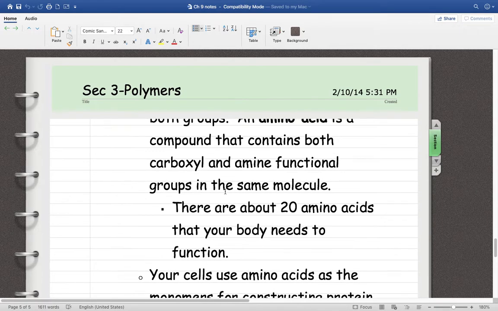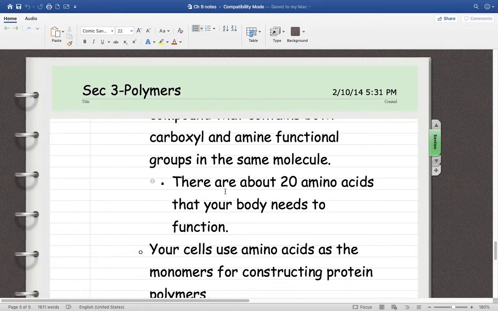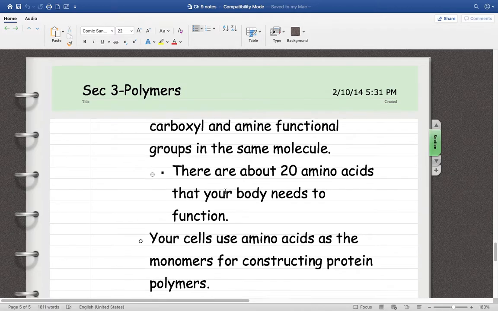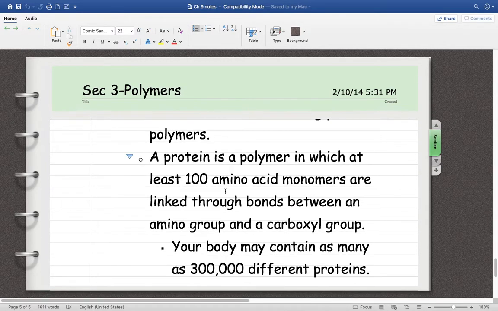Now, we need about 20 amino acids for our body to function. And your cells use amino acids as monomers to construct protein polymers. So all the amino acids in our body go together in a chain to make a protein. Protein is our polymer, and then each little bitty chain is going to be an amino acid to make a protein. A protein is a polymer in which at least 100 amino acid monomers are linked through bonds between an amino group and a carboxyl group, and your body may contain as many as 300,000 different proteins.